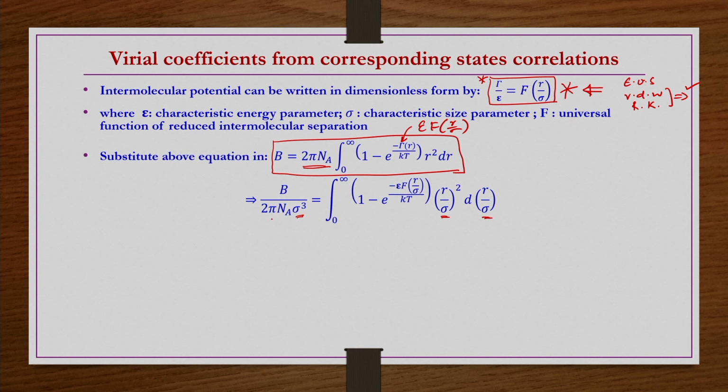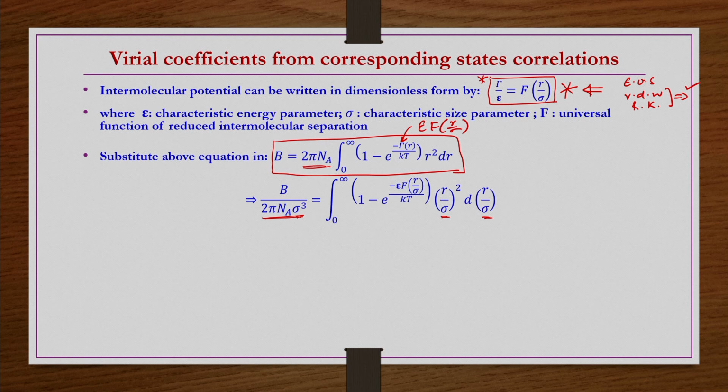Now, 2 pi N A sigma cube is nothing but the second virial coefficient according to the hard-sphere model. So, straightforwardly, this quantity we can take as a dimensionless virial coefficient.